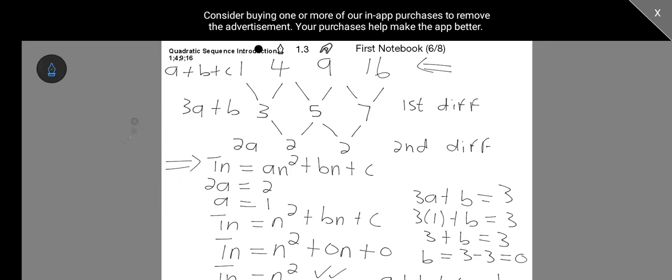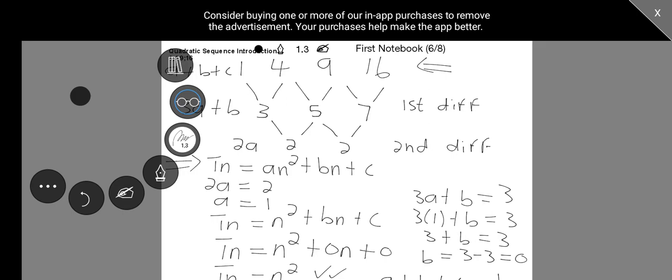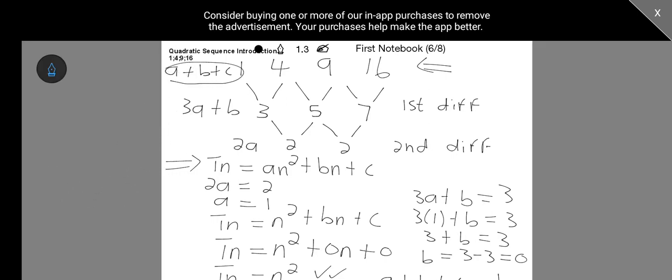What I want to stress here, that is very important, is that you must not forget that a plus b plus c is equal to 1, 3a plus b is equal to 3, and 2a is equal to 2. If you don't understand what's going on here, I urge you just to cram this. You must know that 2a is equal to the second differences, 3a plus b is equal to the first term of the first differences, and a plus b plus c is equal to the first term of the sequence.